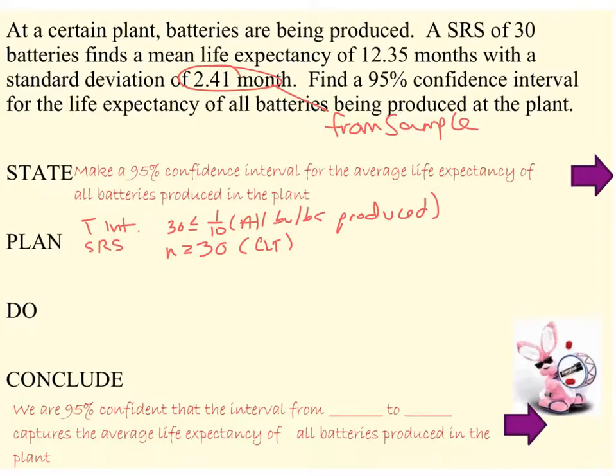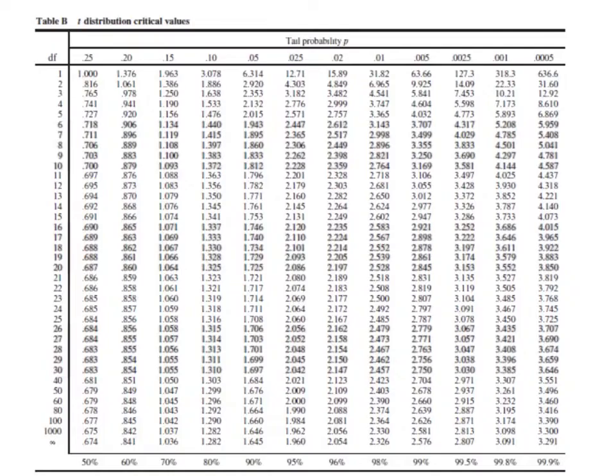What we're still going to need is our point estimate of 12.35 plus or minus. I'm going to leave that spot for the critical value blank. Our standard deviation was 2.41 over the square root of 30. Now you notice really nothing has changed. I'm going to show you the chart. Let's talk about what does change with the T statistic.